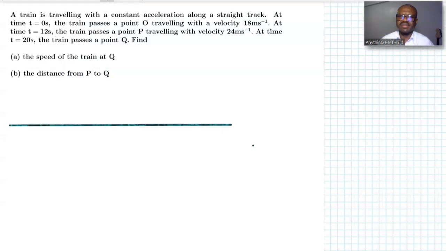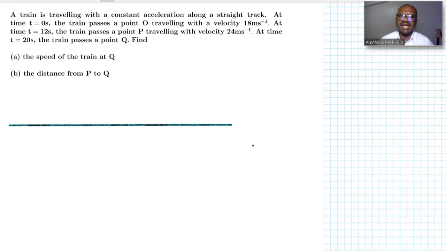The first question is, a train is traveling with a constant acceleration along a straight track. At time t is equal to 0, the train passes point O, traveling with a velocity of 18 meters per second. At time t is equal to 12, the train passes point P, traveling with a velocity of 24 meters per second. At time t is equal to 20, the train passes a point Q. Find the speed of the train at Q and also the distance from P to Q.